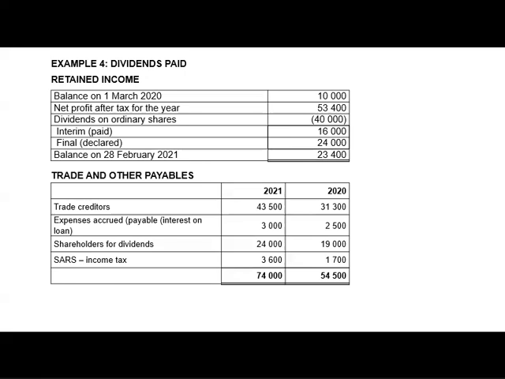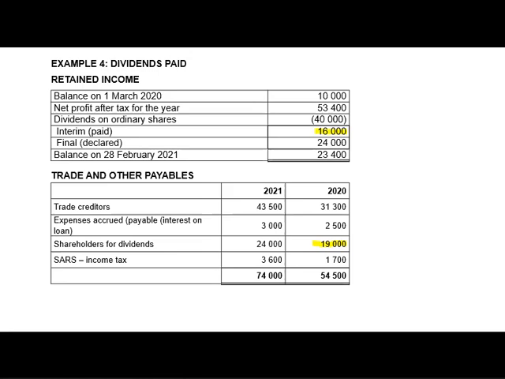Dividends paid will be last year's final of 19,000 plus this year's interim of 16,000. Let me check. If I take 16,000 and add it to last year's final, which was 19,000, I will simply get 35,000, which represents dividends paid. As I've said, your dividends paid will just be this 19,000 plus the 16,000. That represents your dividends paid.